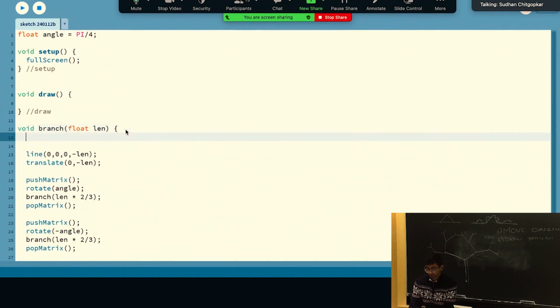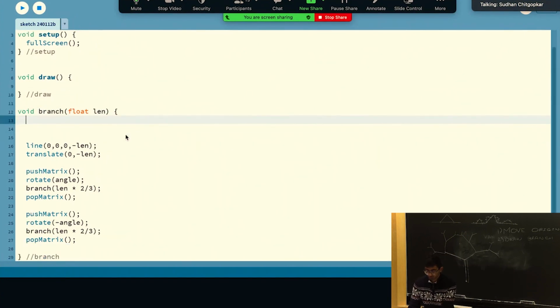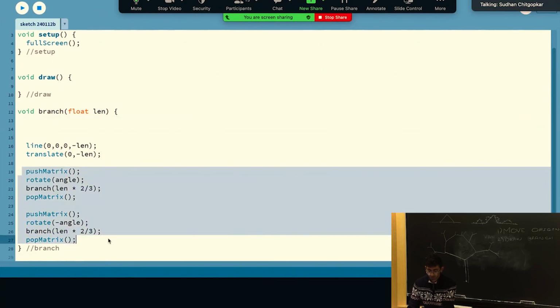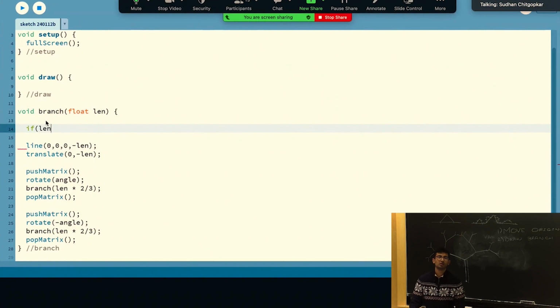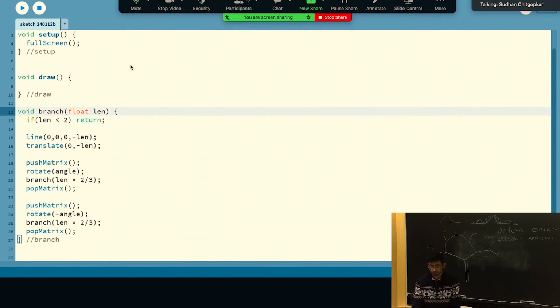Okay. As we know, with recursive functions, we also need some sort of base case. Otherwise, this would infinite loop. And so maybe we can say, just as a super simple base case, if the length of our branch is too small, if it's so small that we can't even see it anymore, then let's not worry about it. If the length of our branch is less than 2 pixels long, it's not going to be super visible, so we'll just return. We won't want to continue this function anymore.